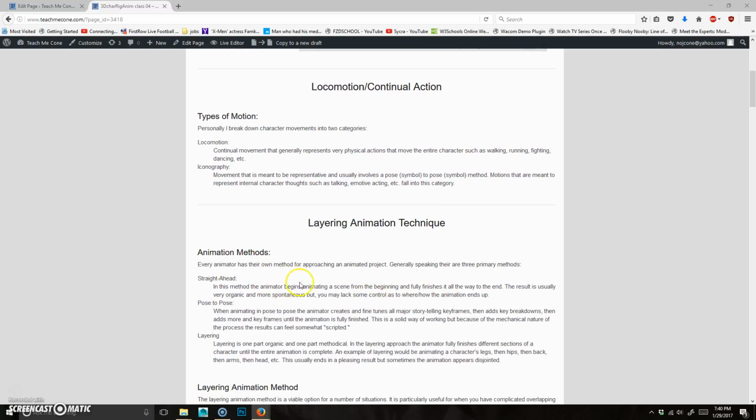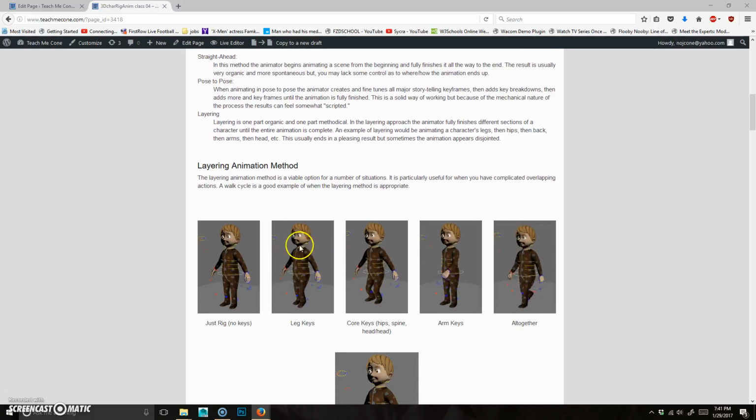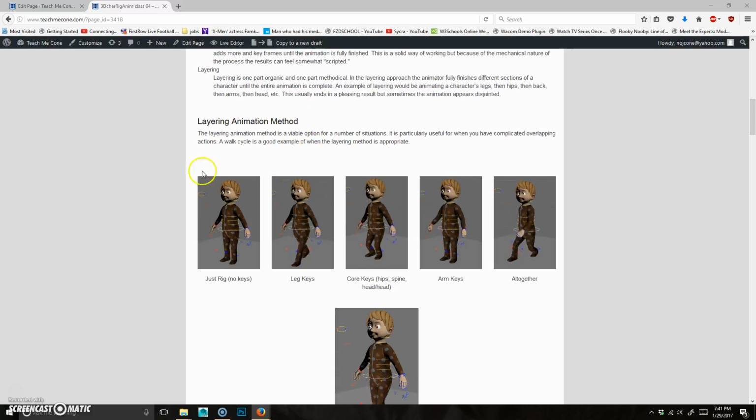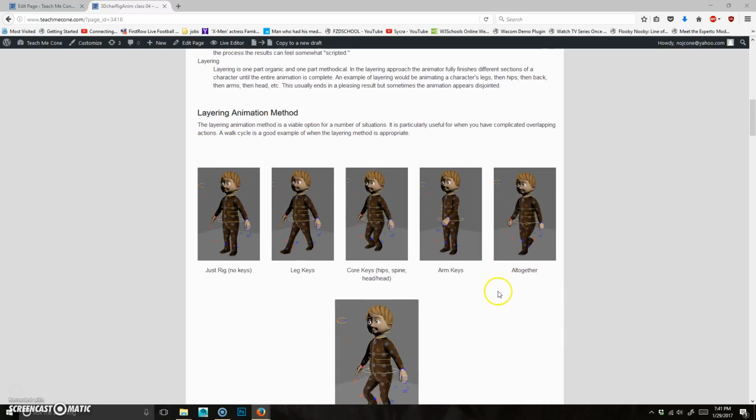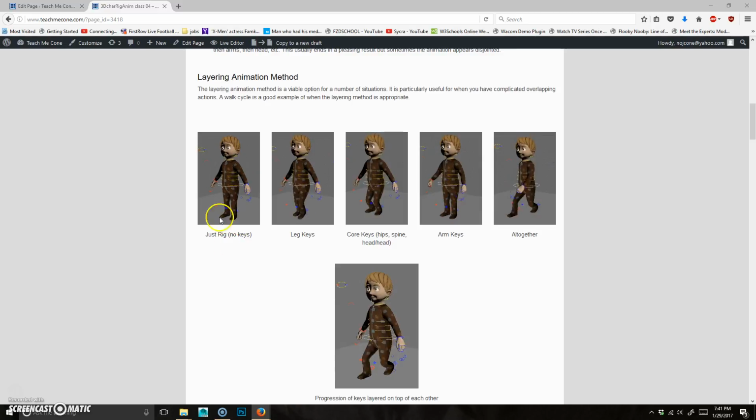Last time, or the time before last, I spoke about the straight ahead animation technique. In this case, I'm going to talk about the layering animation technique. There are different versions of it, but I'll scroll down here. So there's straight ahead, pose to pose, and layering. Layering, which is particularly valuable when you're doing walk cycles, is that you start off with a rig that has nothing, and then you might animate one element of it. So in this case, I'm just animating the legs.